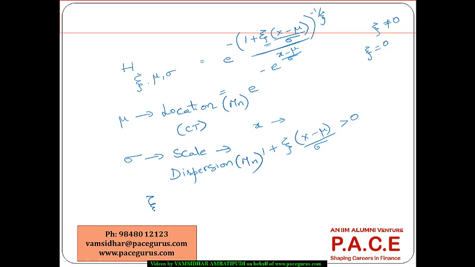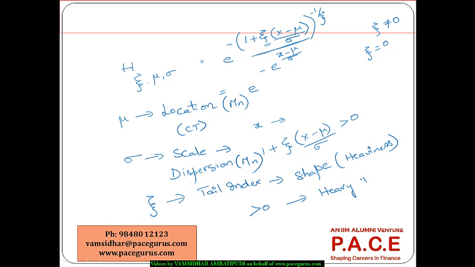And the third one is zeta, very important, which is called the tail index, and it talks about the shape of the tail or the heaviness of the tail. Because if zeta is greater than 0, we talk about a very heavy tail. If zeta is less than 0, we talk about a lighter tail. And zeta equal to 0, we talk about a moderate tail. So zeta is a very important indicator of the tail of the distribution.